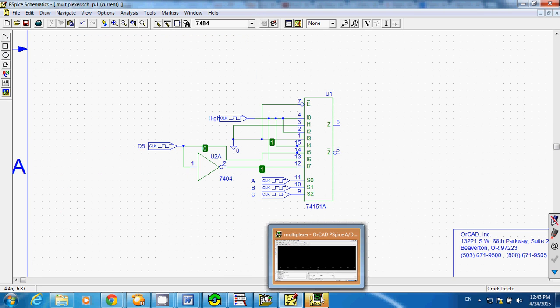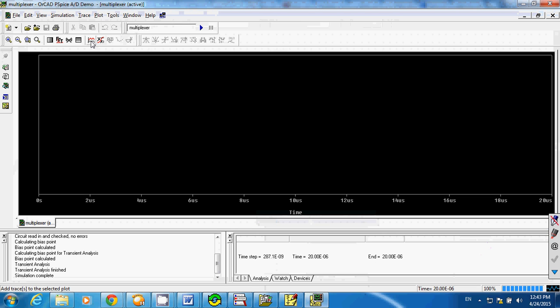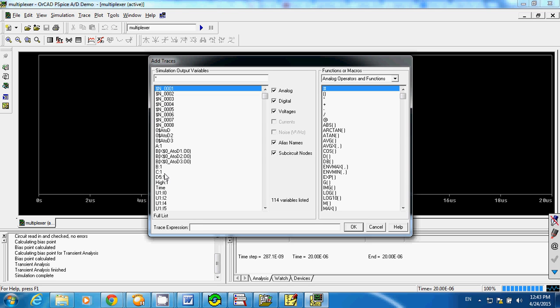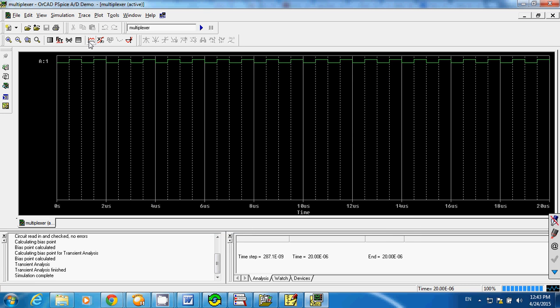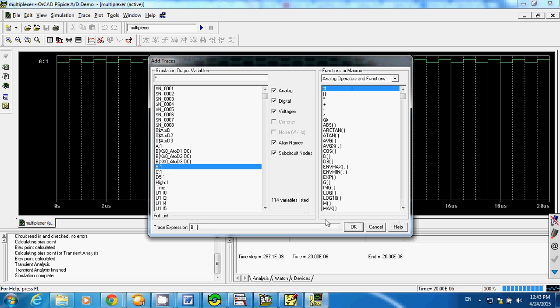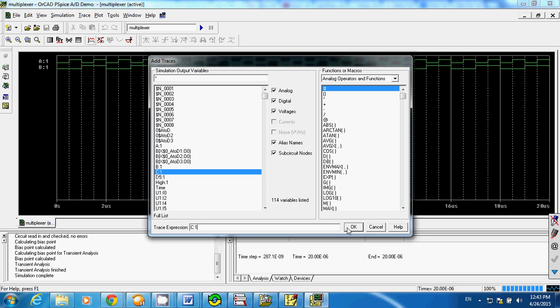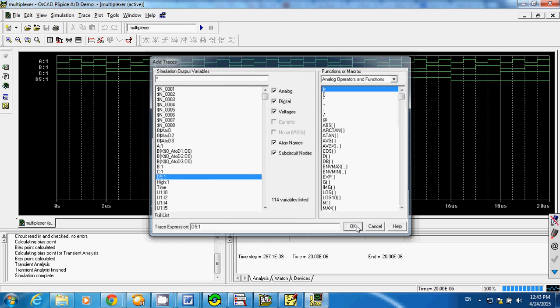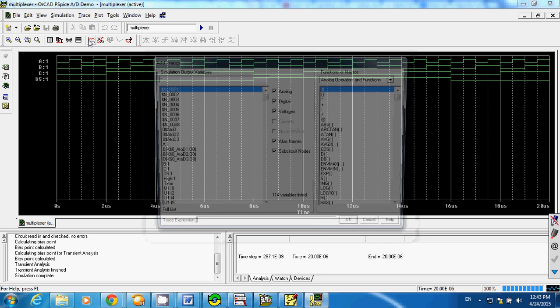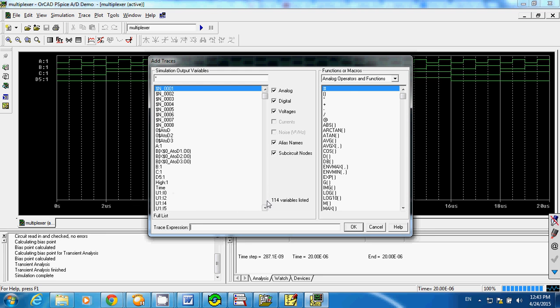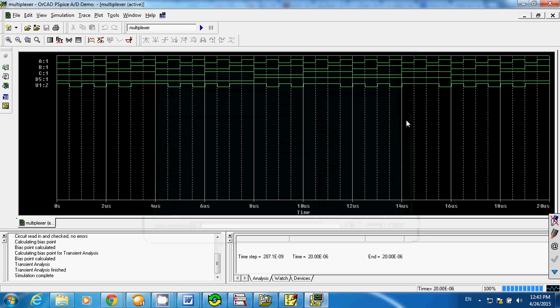Okay, now let's go to add the plot. You start with A, add input B, add input C, and then add input D. And now you want to see the output, which is the U1Z. This is your output. So it looks like this.